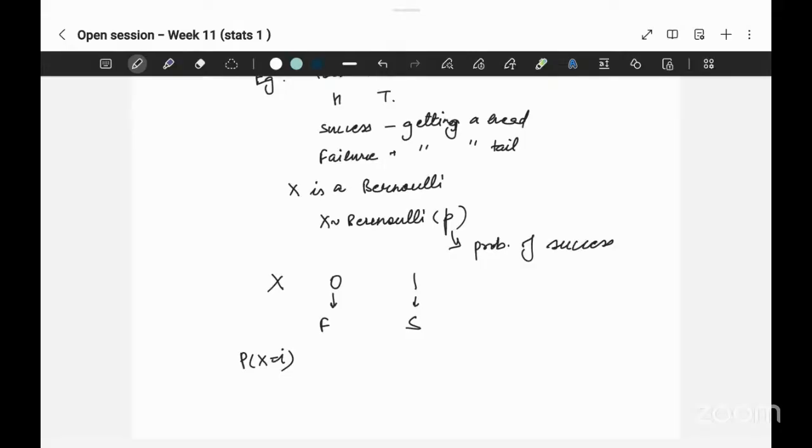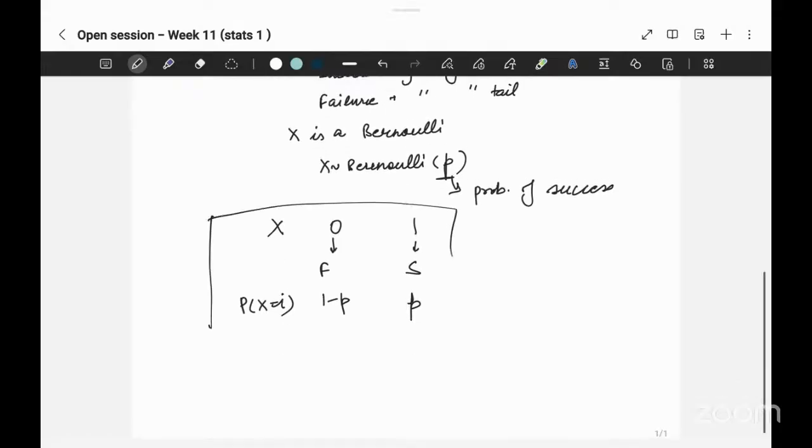Okay. So the probability is also, if my x is taking value 1, which is success, and we know that p is denoting my probability of success. So the probability that my x is equal to 1 will be p, and the probability that x equals 0 will be 1 minus p. So this is what my PMF is.